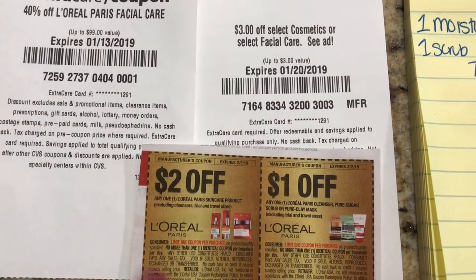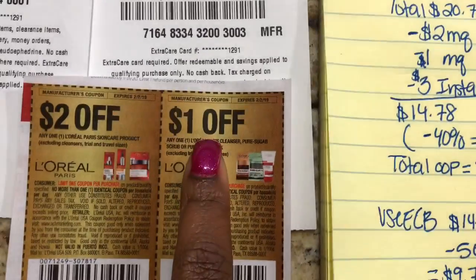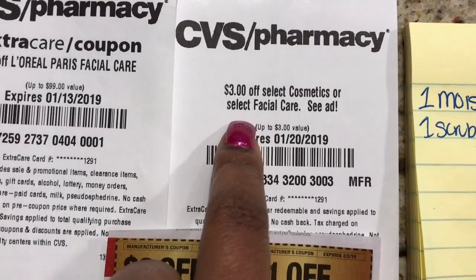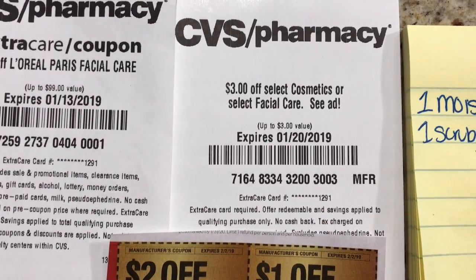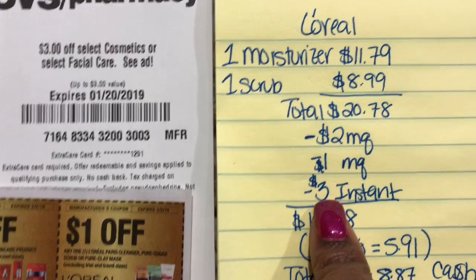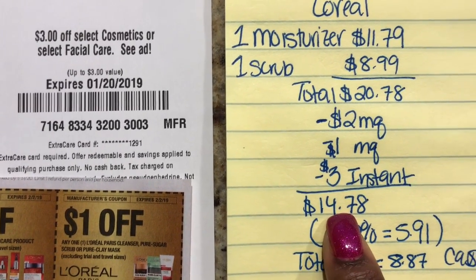So the register is going to take off our $2 manufacturer coupon. We see it right here. Our $1 manufacturer coupon, we see right here. And we have a $3 instant coupon for facial care. It does work on L'Oreal, so we're going to use that. And bam, it's going to take off that $3. That's going to bring our total to $14.78.